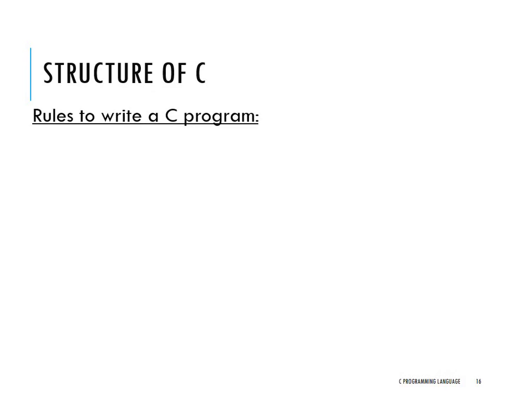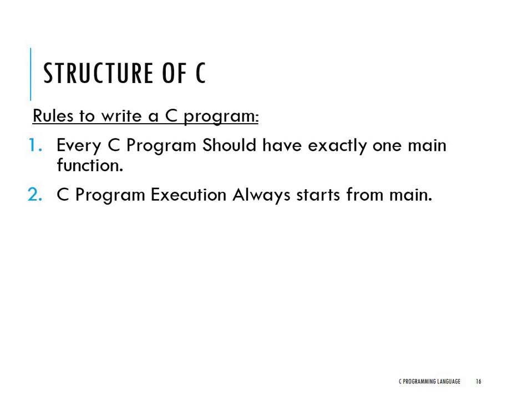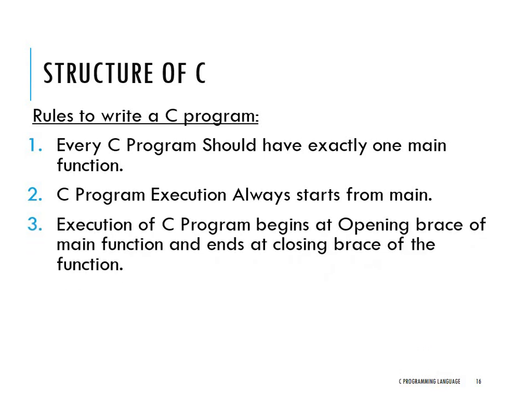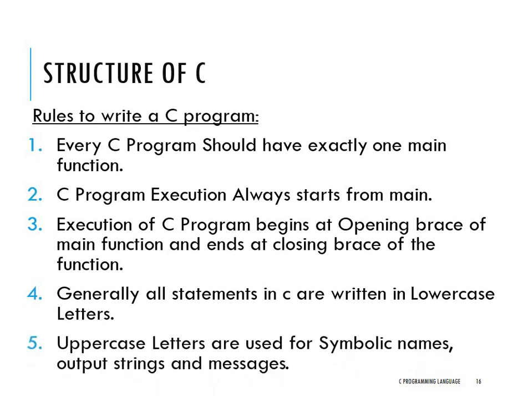And then, what are the rules to write a C program? Every C program should contain at least one main function, and not more than one main function. C program execution always starts from the main function. The execution of a C program begins at the opening brace of the main function and ends with the closing brace of the main function. Generally, all the statements in C are written in lowercase. Uppercase letters are used for symbolic names, output strings and messages. For that purpose only we use uppercase.